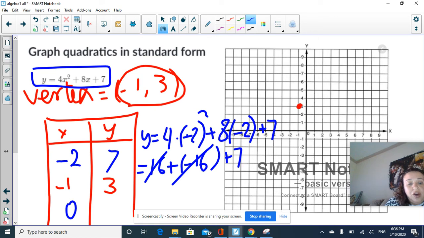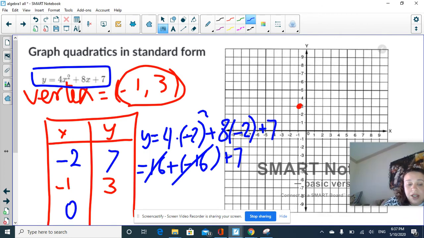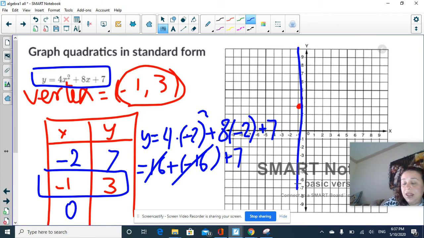Find the value of y when x equals 0. Remember, before doing this, it should be 7, okay? Because negative 2 and 0 are equidistant from the axis of symmetry. The axis of symmetry will pass through the vertex, will pass through this point. That means the point before and the point after will be equidistant, meaning we'll have the same value of the function.